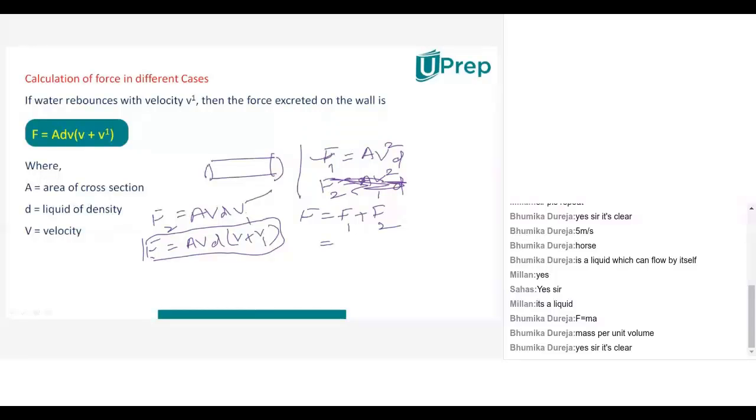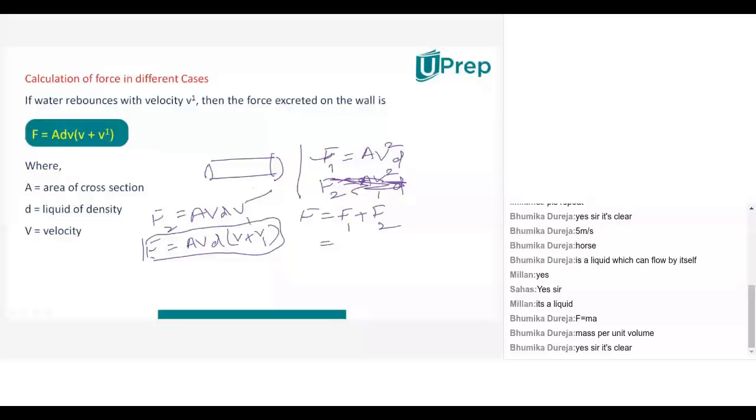For the second force, what will be the equation? AVD, and when it is rebouncing back, V1 we have to take. In the earlier case, as the liquid is bouncing back with the same velocity, we are writing V here. So V into V, V square it will become. So that's why we wrote 2AV square D. But here, as it is rebouncing with a velocity V1, the value will change. So that value will be there like this. And you have to remember these equations.